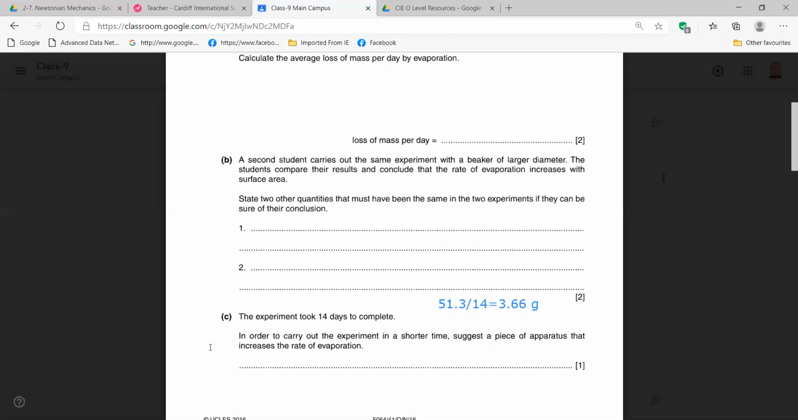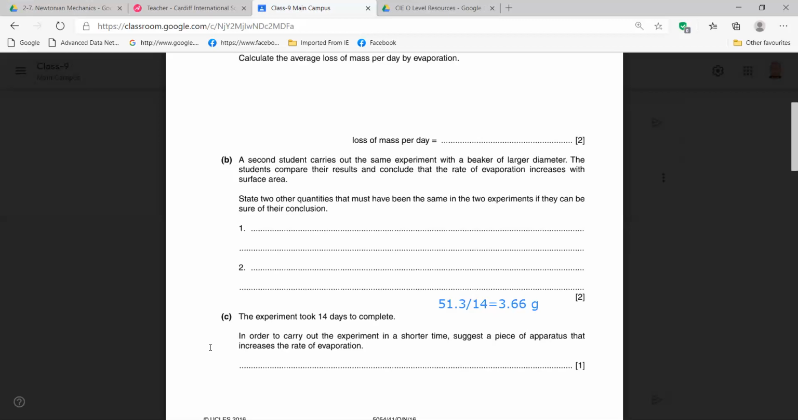You can bring the idea that temperature should be constant, and other factors too, like humidity should be constant. The liquid must be the same, and the amount of liquid or volume of liquid must be the same.